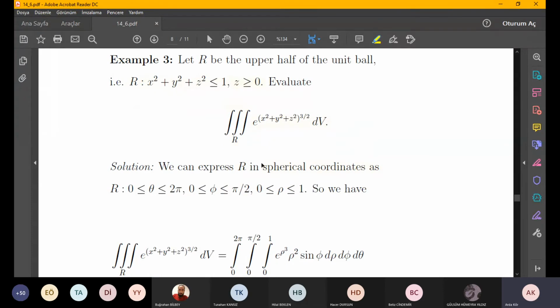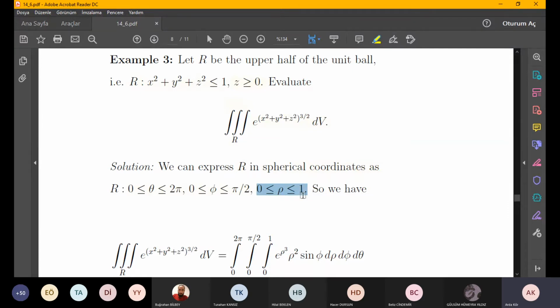So if you imagine the half unit ball, then theta will be in between 0 and 2 pi. Since it is half of that ball, phi will be in between 0 and pi over 2. And since here the radius is 1, for spherical coordinates, rho will be in between 0 and 1.